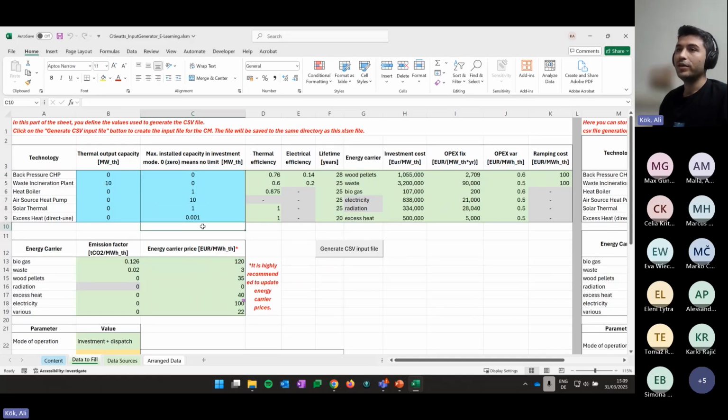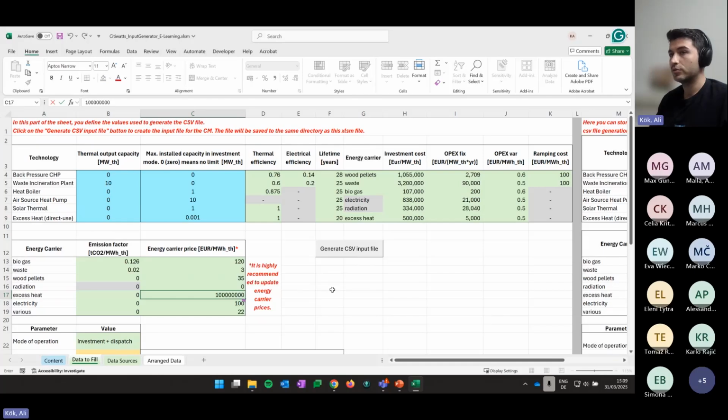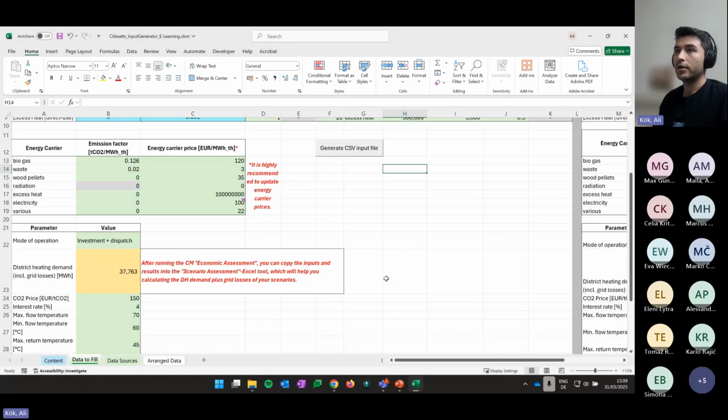And one trick: say you have a technology with no potential, for instance no excess potential, but when you run the model, it will consider it anyway. What you can do is give a very small value here so that the model does not use it, or you can come here to energy carrier prices and give an extremely high value. I give something like €1,000,000 here so that this is not used. Otherwise, of course, the model will consider it. So you can give a very, very small maximum installed capacity or a very high energy carrier price, so it's not optimal to use it.